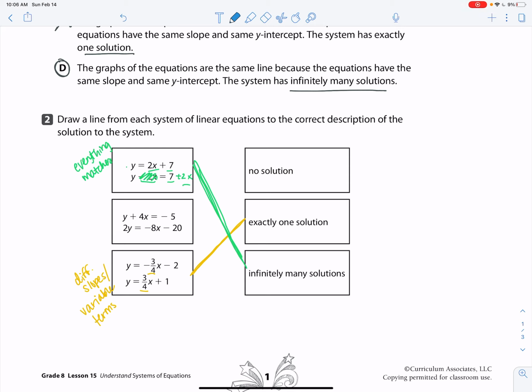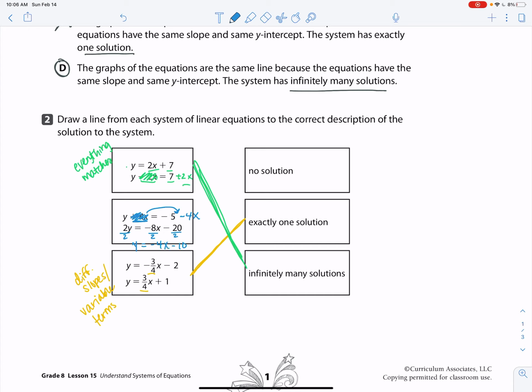Obviously, the last one needs to be no solution because that's the only one left. But let's just make sure we're right. So we'll put everything in slope-intercept form. We need to move this positive 4x over to the right. And if we're going to move it over the equal sign, then we have to make it its opposite, so minus 4x. Then here at the bottom, we just need to divide every single term by 2. So we'll get y equals negative 4x minus 10.